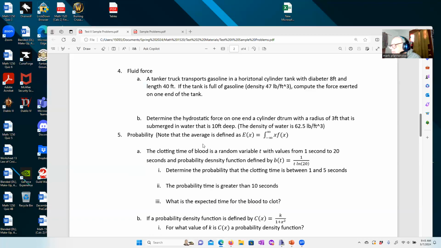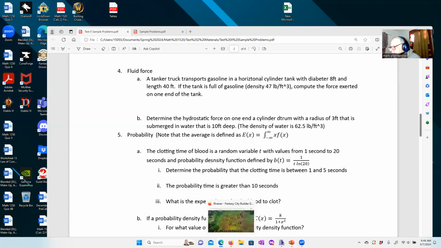We are looking at probability, and we are going to look at problem number 5A here. It says the clotting time of blood is a random variable t with values from 1 to 20 seconds. The probability density function is defined by f of t is equal to 1 over t times 1 over natural log 20. Determine the probability that the clotting time is between 1 to 5 seconds, the probability it is greater than 10 seconds, and what is the expected time for the blood to clot?